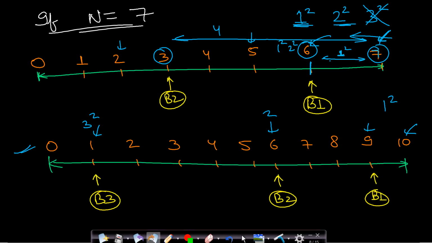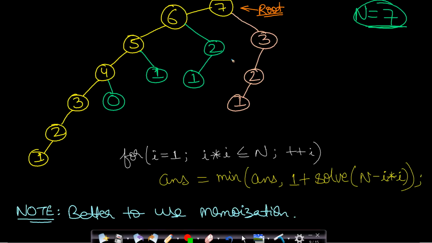Now let us look at how we solve it by using recursion. So let us assume that our n value is equal to 7. This is the recursion tree which will be drawn. This is our root, which is 7. So how do we break this point?